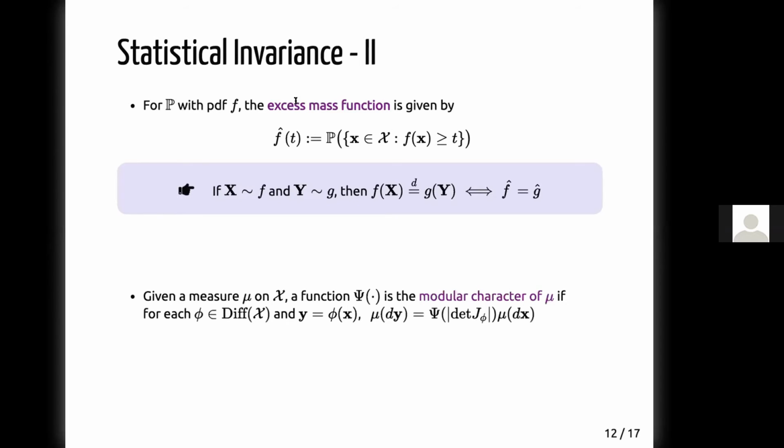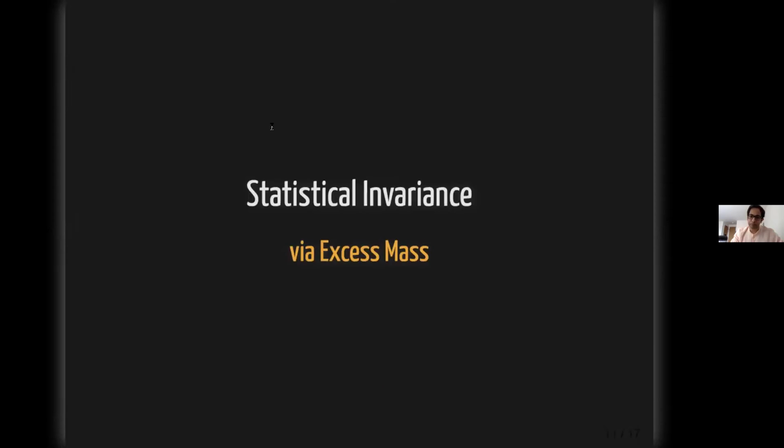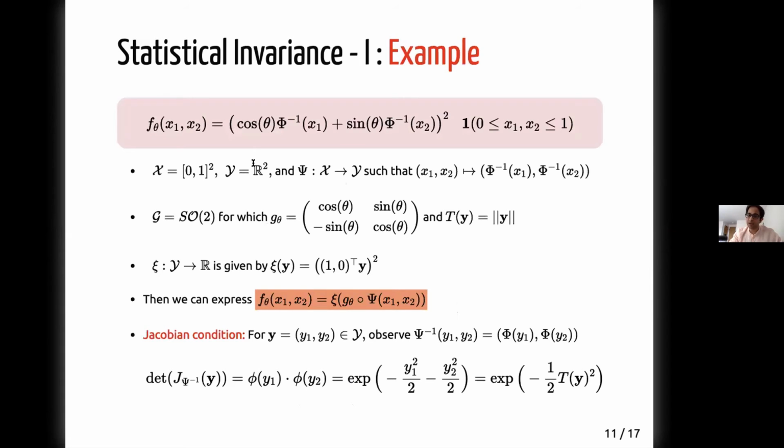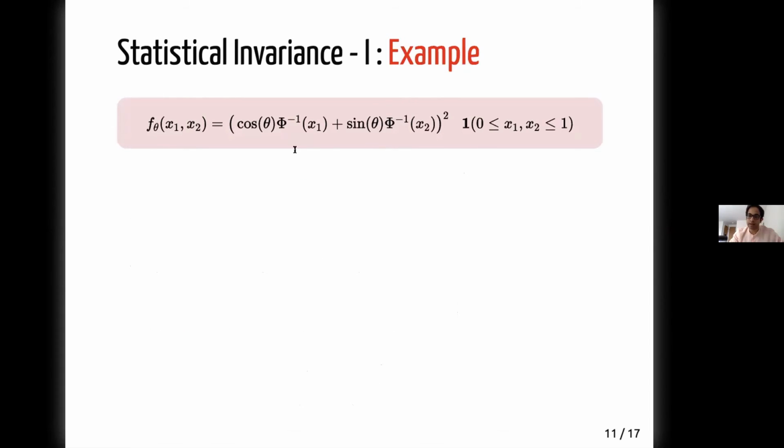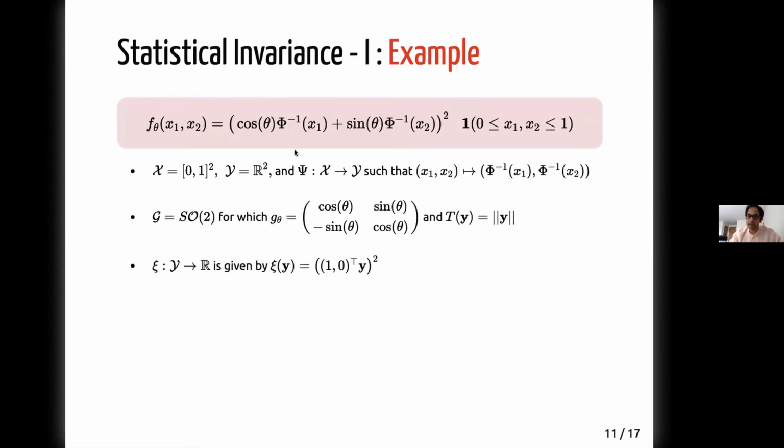We have one question: SO2 does not map the square into itself. Yes. Going back to this example, the group acts on the space Y, which is the image of this map C that we defined in the previous result over here. The inverse CDF takes points on the unit square into the Euclidean plane, and the special orthogonal group acts on the Euclidean plane, not the unit square. Is that okay?